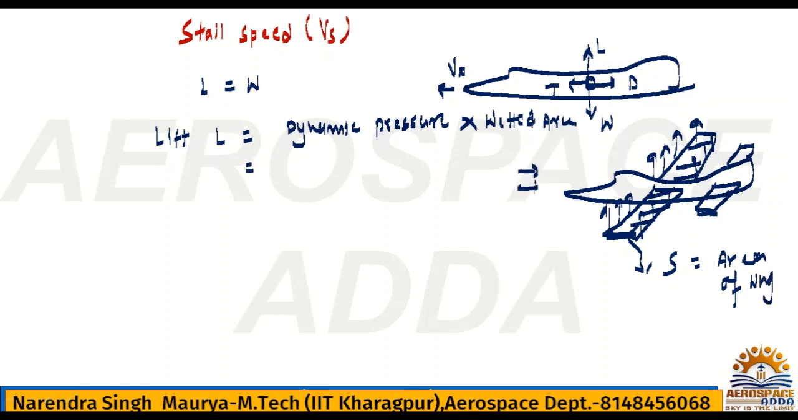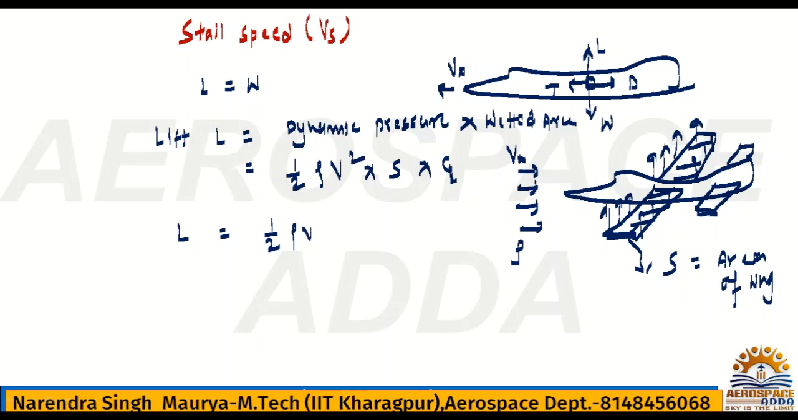If this is the aircraft flying with free stream velocity V and density rho, what is the dynamic pressure? Half rho V square, into the wing area S. And because it is a lift force, the lift coefficient CL will come. So the lift force is half rho V square S into CL, where CL is the lift coefficient.